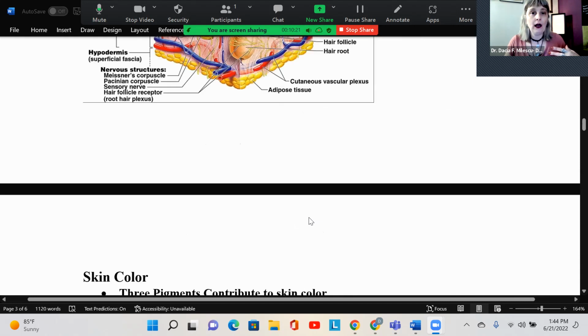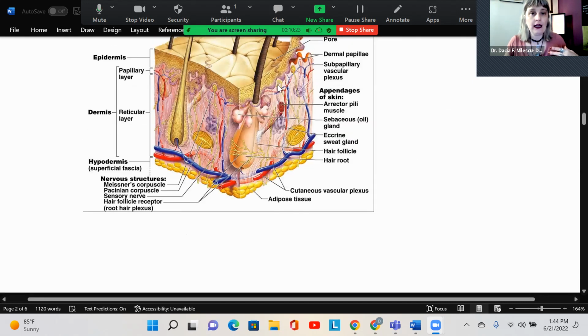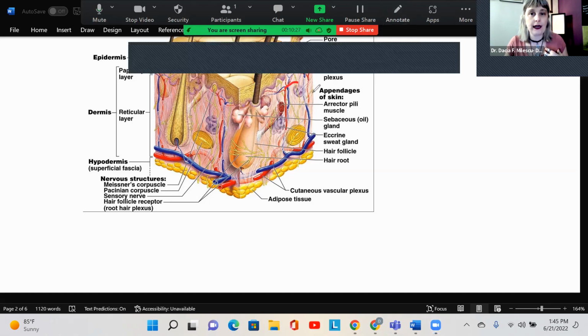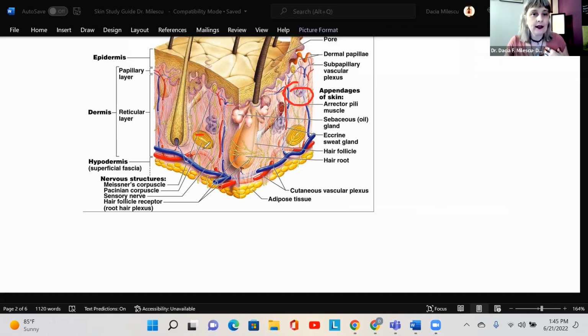Sweat glands are located in the dermis, and the sweat gland looks like a coiled snake right here. That's a sweat gland. This is a receptor. This is the hair follicle. And then next to the hair follicle, you'll also see the erector pili muscle that causes goosebumps. And of course, the sebaceous gland, which releases sebum oil so that your hair and skin is not too dry.